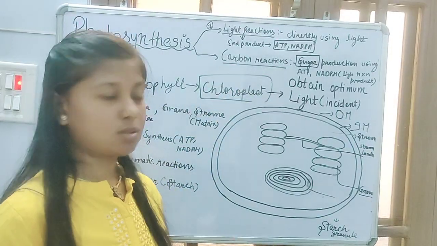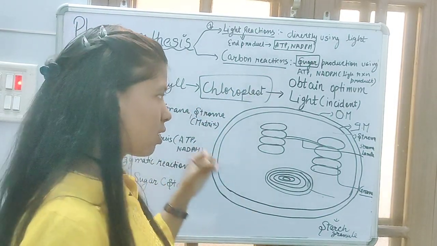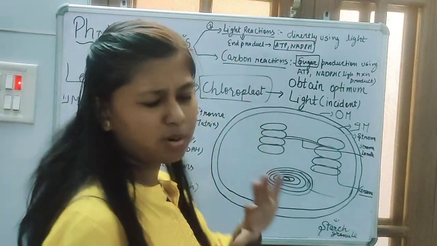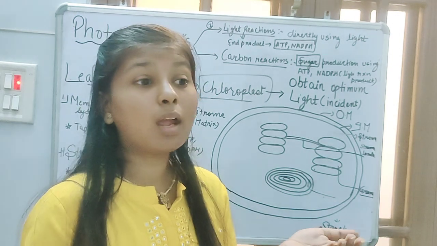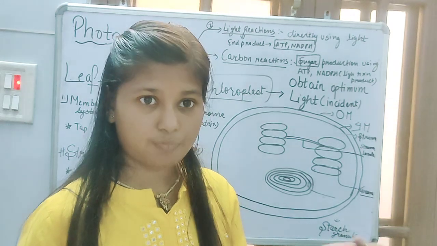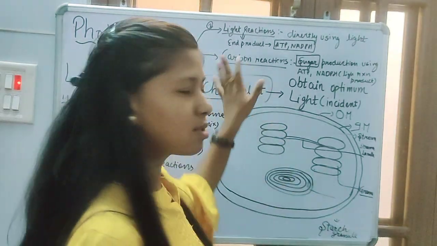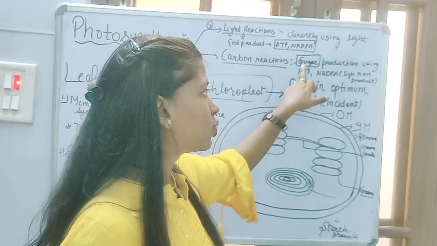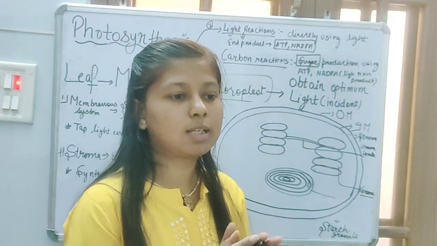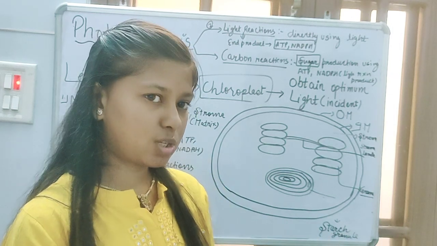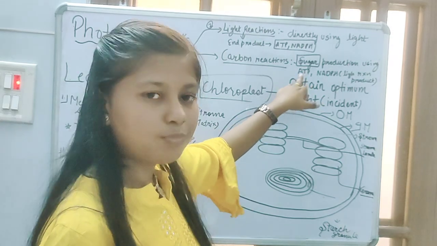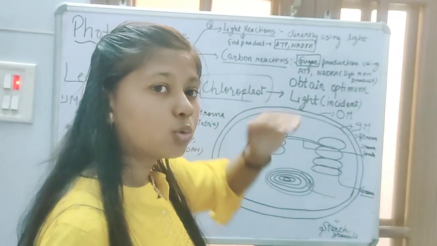Next is carbon reactions. What do you mean by carbon reaction? Carbon reactions, also called dark reactions, but carbon reactions is the preferred name. Why? Because in carbon reactions there is a formation of sugar, starch. That's why they are called carbon reactions. In this, sugar is produced using ATP and NADPH, the products of the light reaction.